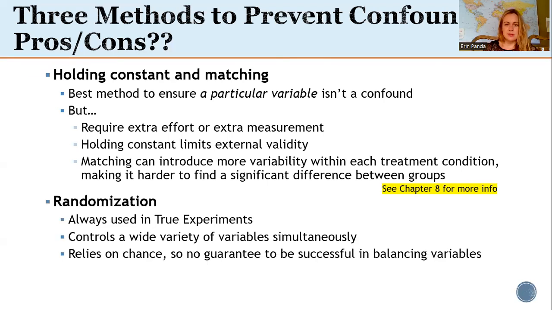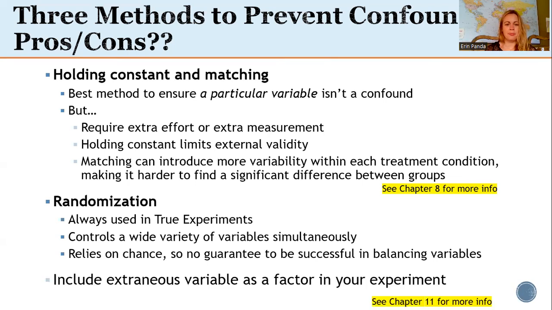Randomization is always used to some extent in true experiments because it controls for a wide variety of variables simultaneously. The downside is that it relies on chance, and so there's no absolute guarantee that we're going to be successful in balancing a particular variable. And so this technique is probably not best if you have reason to think that that particular variable is important to control for.